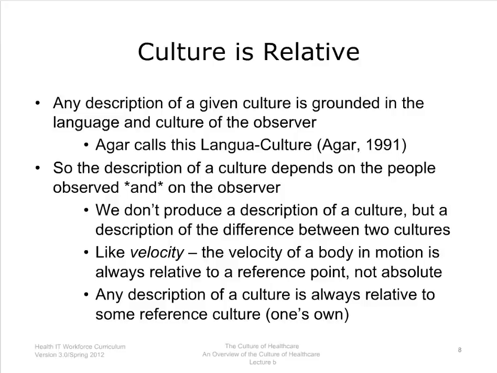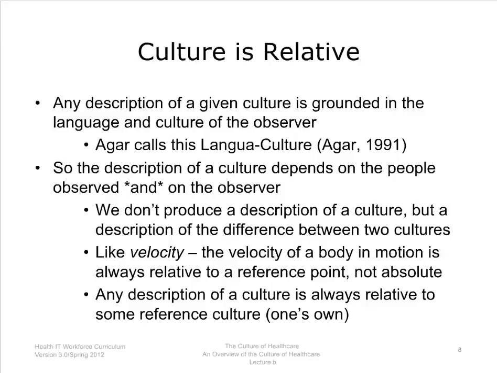Further, the description of a given culture depends on the people observed and on the person observing. Therefore, we do not produce a description of a culture, but rather we produce a description of the difference between two cultures. For example, the Northwest culture of Portland or Seattle compared to the Gulf Coast culture of Louisiana or Mississippi.